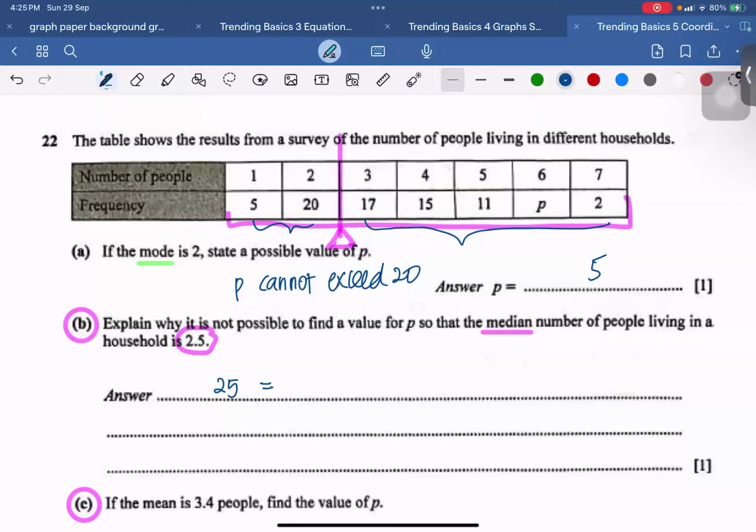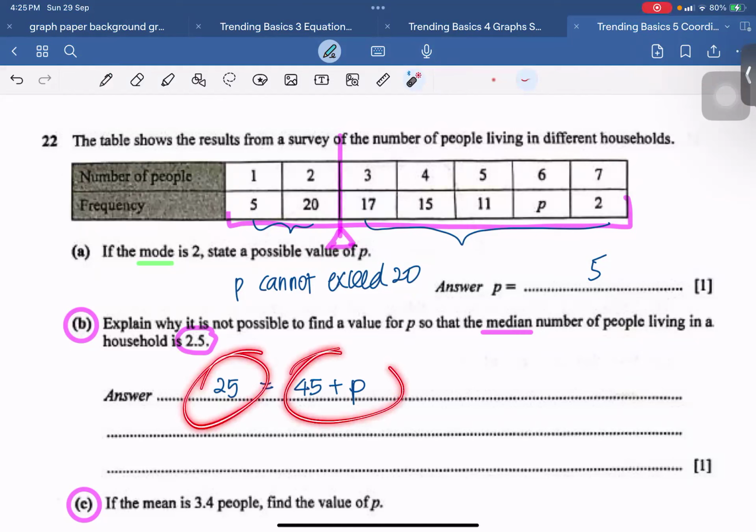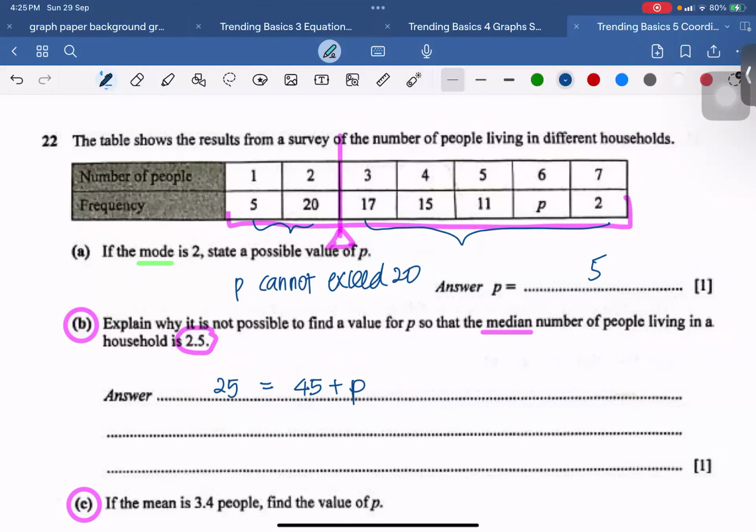equals to my right-hand side, 17 plus 15 plus 11 plus 2. Is it correct? I got 45 plus P. Does it balance up? So what I can do, I find the value of P. 25 minus 45. The answer gives me negative 20.